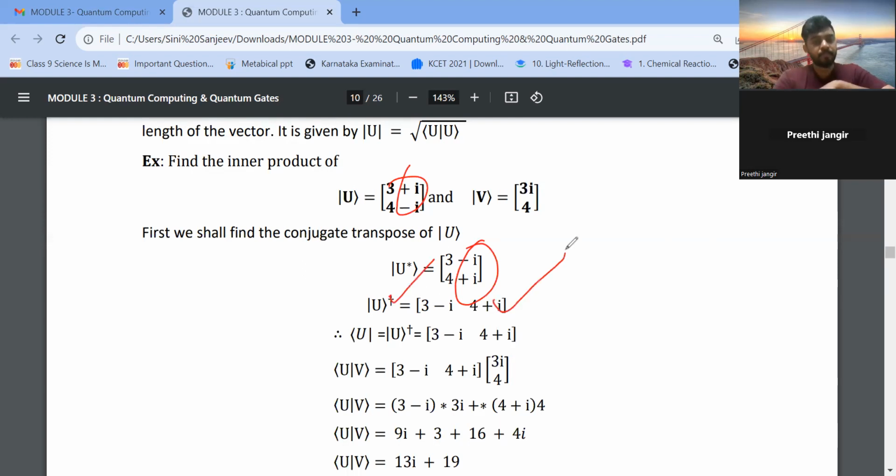Transpose is done. Correct? Yes. Transpose is done. Then u into v. Multiply this into this. So first row element multiplied with the first. So 3 minus i into 3i. 4 plus i into 4.